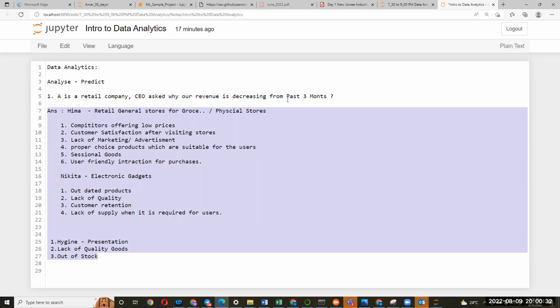Now, a simple question I'm asking: what is a business flow? What is a business flow? It means, for example, you can consider you're maintaining a retail store, which is related to groceries.